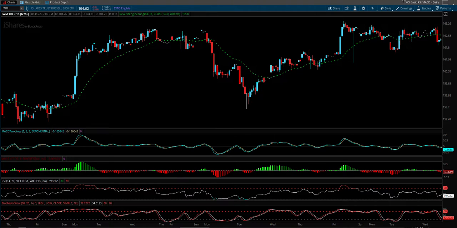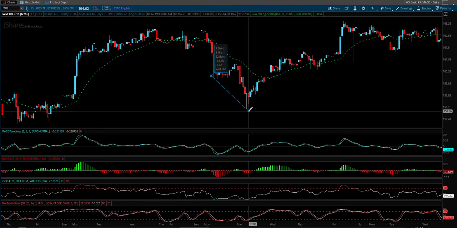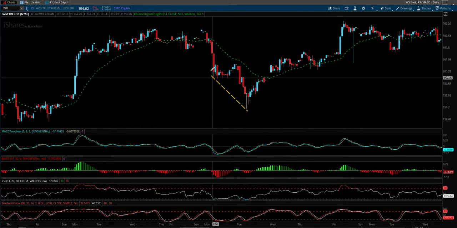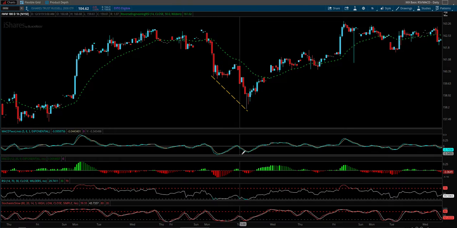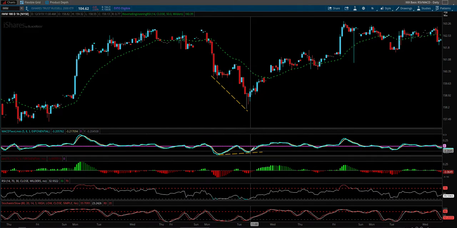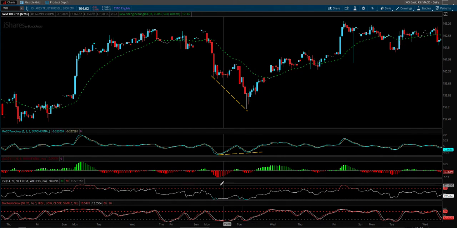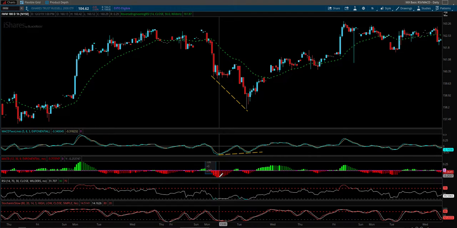Now here's another one, pretty clear. This is a positive divergence. You can see lower low on price, higher low on the MACD. Now this here is the one instance where you have a true divergence on the MACD histogram because you went from red to green to red, but a lower reading in the red, and that was your positive divergence.